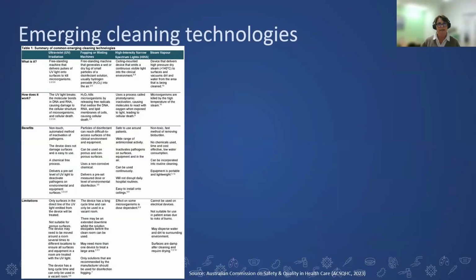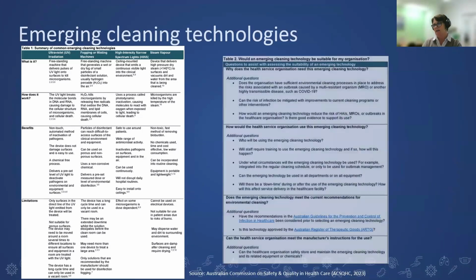There are some emerging cleaning technologies, and I will leave you to review this yourselves, but we talked already about ultraviolet irradiation. When we talked about ventilation systems, we can also talk about this in relation to environmental surfaces. There are fogging or misting machines. There's high-intensity narrow spectrum lights, and there's also steam vapor. Probably the steam vapor is becoming quite popular, but they all have advantages and disadvantages, these methods.